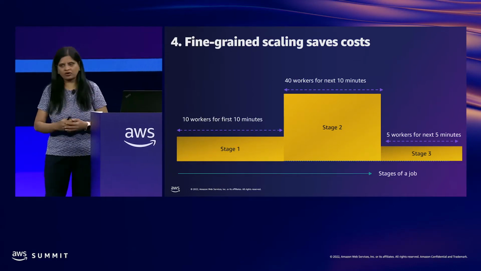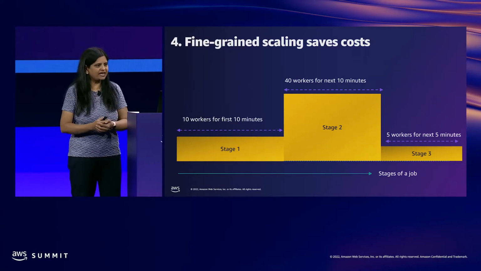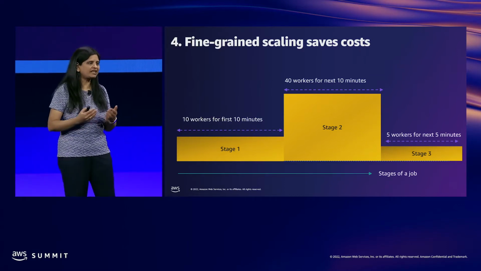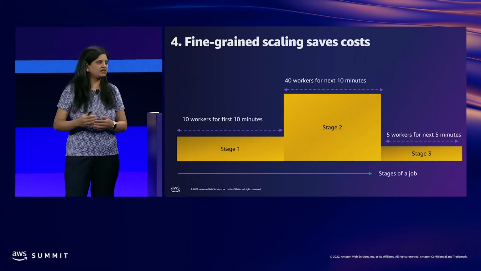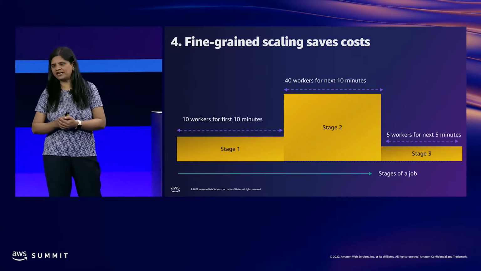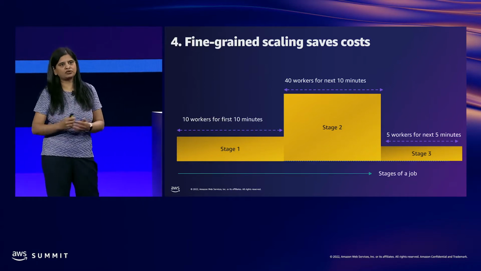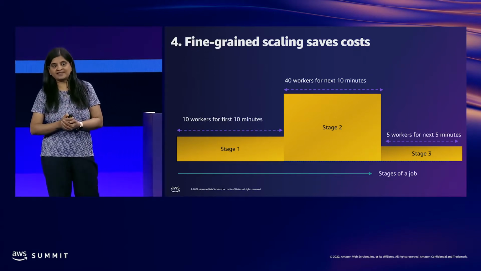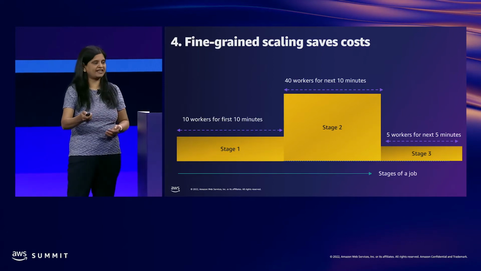You are charged for this aggregated vCPU, memory, and storage resources from the time a worker starts running your job until it stops, rounded to the nearest second with a 1 minute minimum. That is how the pricing works on EMR. And I'll show you a little more with an example in a later slide.